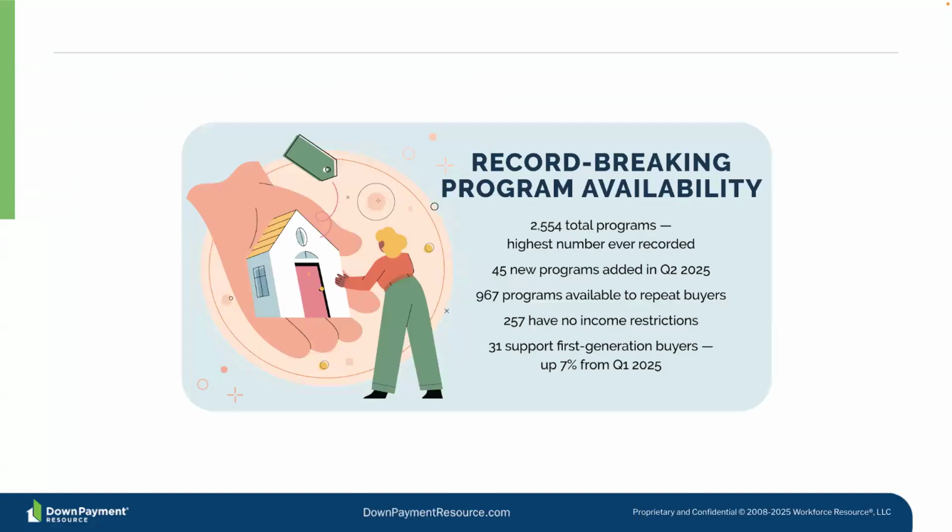In fact, as I mentioned, our recent Q2 2025 Homeownership Program Index report showed a continued rise in the number of available and funded homebuyer assistance programs. What are we talking about when we say continued rise? Well, 45 programs to be exact were added last quarter, which brings the total of programs to over 2,500, which is the highest number of programs DPR has recorded.